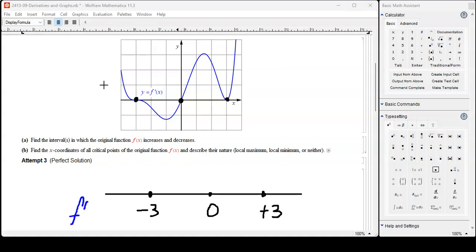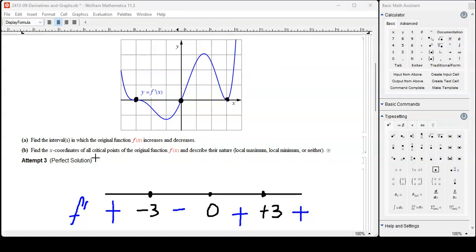Less than -3, the graph is above the x-axis, so the derivative is positive. Between -3 and 0, the graph is below the x-axis, so the derivative is negative. Between 0 and 3, positive. Greater than 3, again positive. They're all above the x-axis.